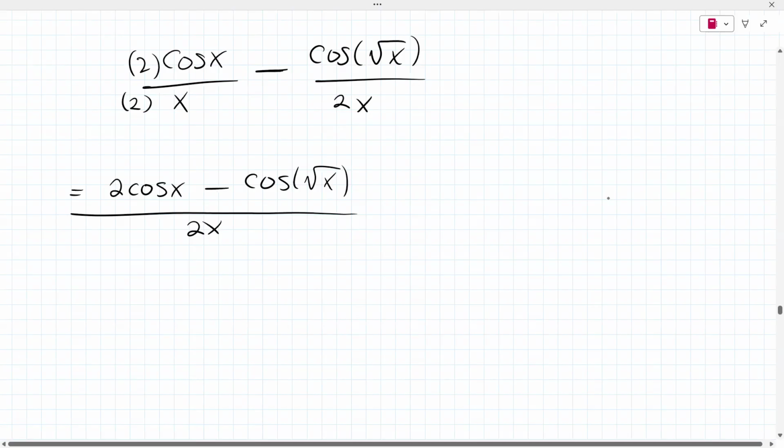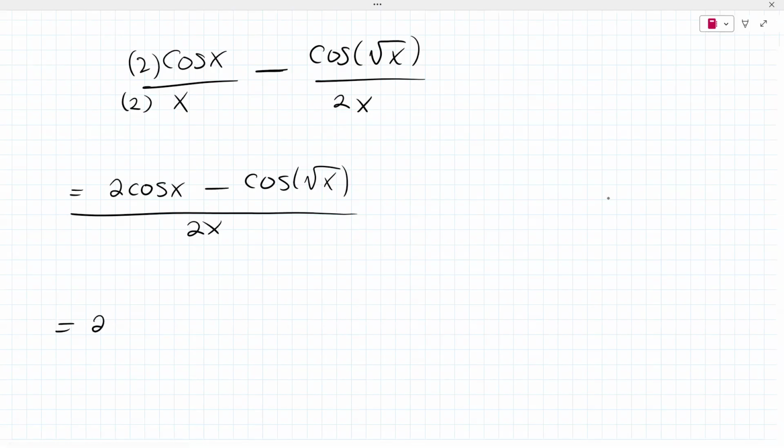Okay, and I think that's your final answer. Yes, that is your final answer. It's 2 cosine of x minus cosine of radical x all over 2x.